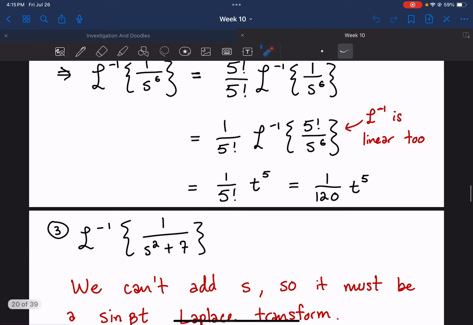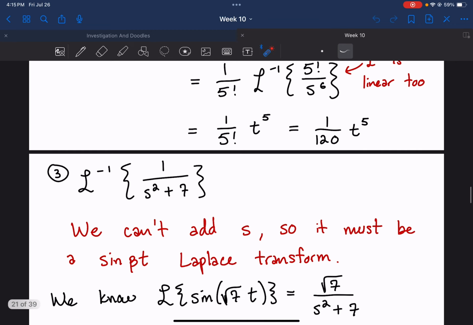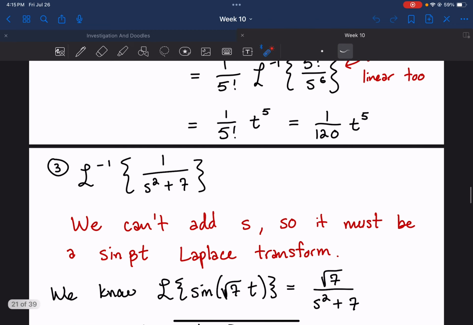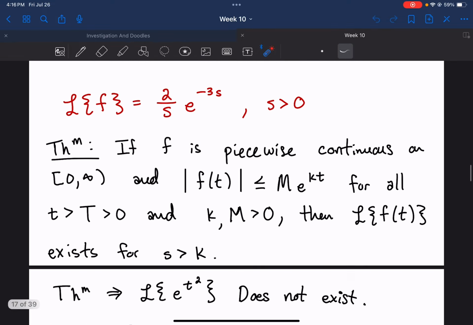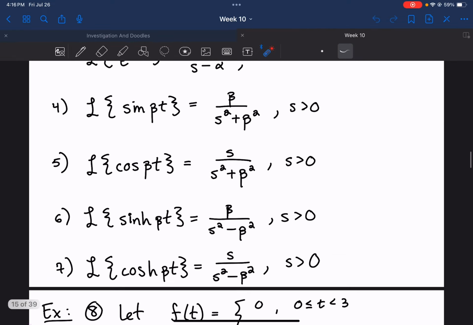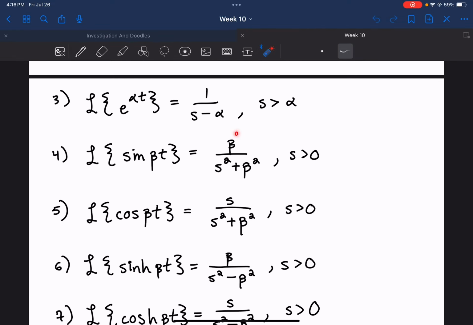Here's another one. Laplace inverse of 1 over s squared plus 7. Since we can't add s's out front, this is illegal. Adding functions of s is not okay. Constants is okay. You can add constants on the outside. Since we can't add an s, it must be a sine Laplace transform. If we look back up at our little table, the Laplace transform of sine is a constant over s squared plus number squared.